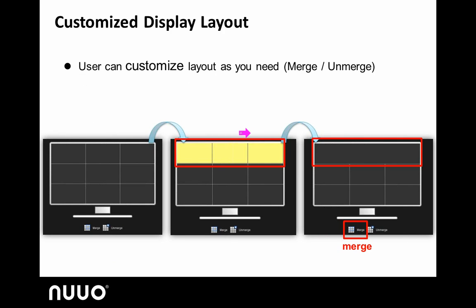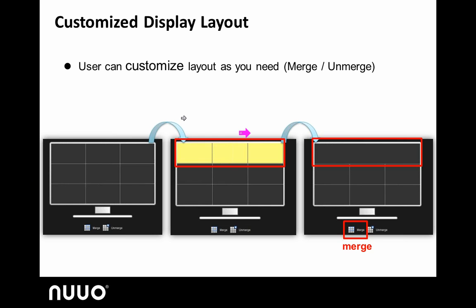And the last part is about the customized display layout. So what is this feature? This feature is actually very fun. In our Titan system, it doesn't have this feature. So if you choose the 3x3 grid layout, it is just fixed. You cannot change it, right?